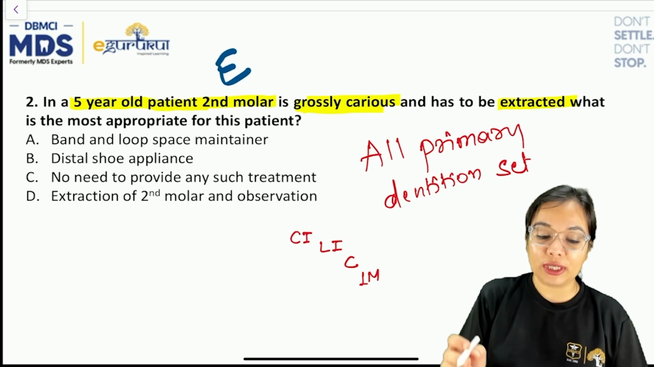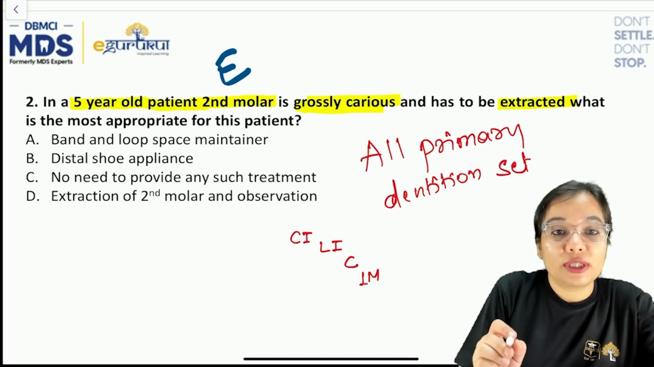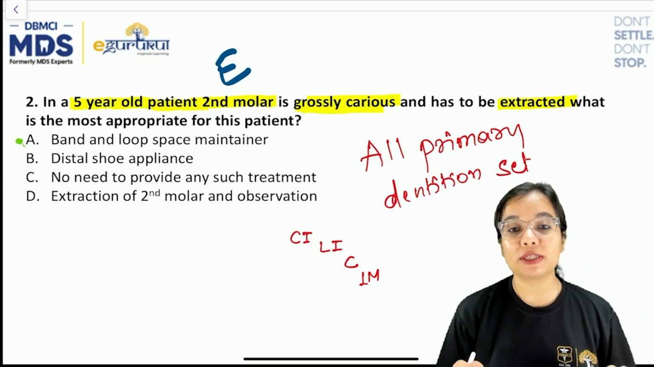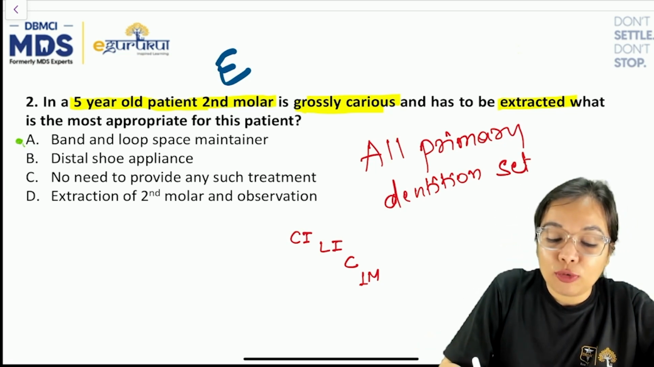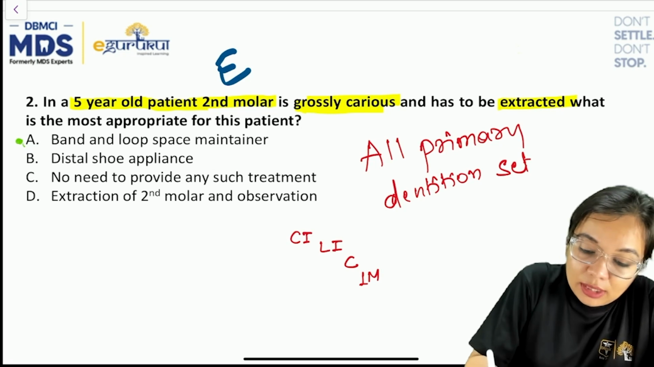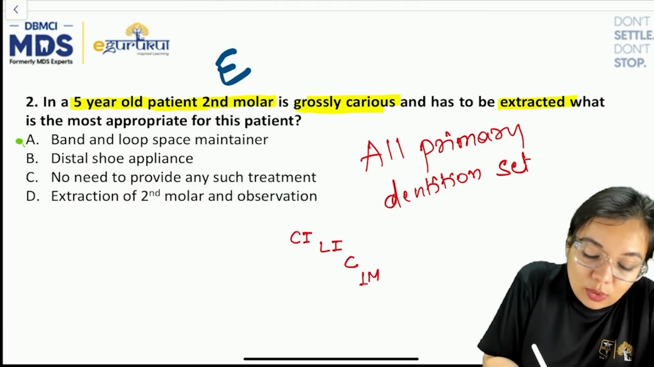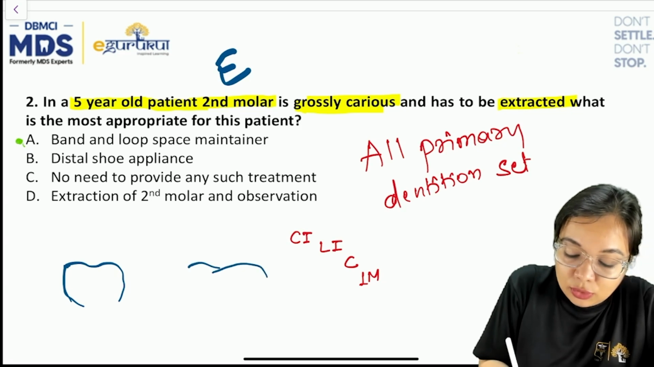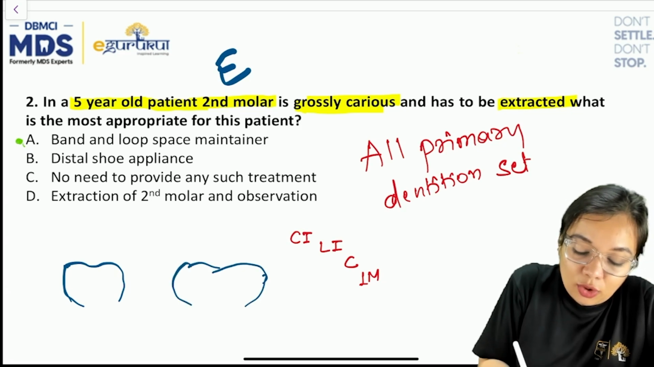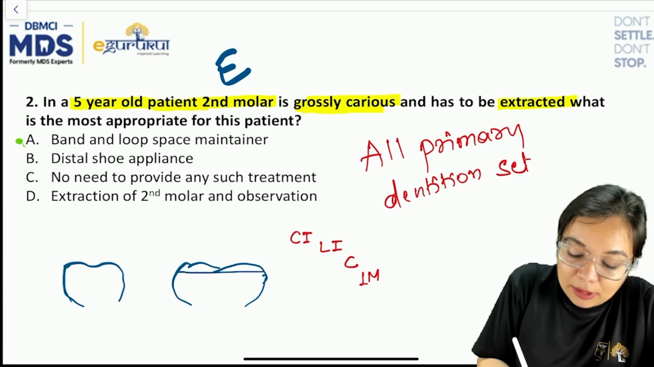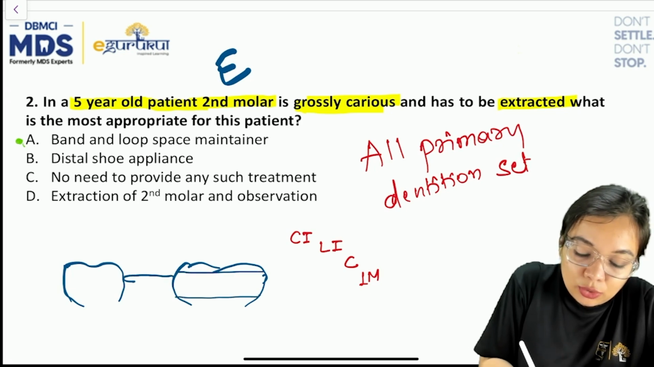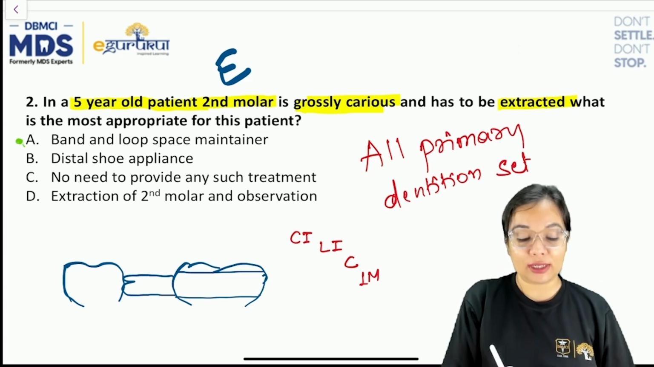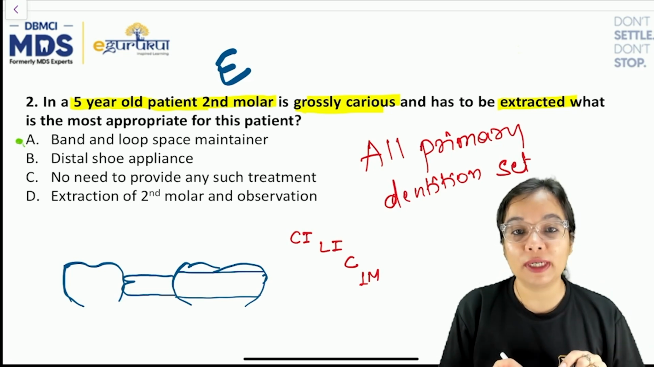So the first option that they've given is band and loop space maintainer. So band and loop space maintainer, how does it look? For the band and loop space maintainer, you need to have one tooth over here and one tooth over here, so that on one tooth you can adapt a band, and on the other tooth you can add a loop, or make a loop anchored there. Okay, so this is how a band and loop space maintainer is.